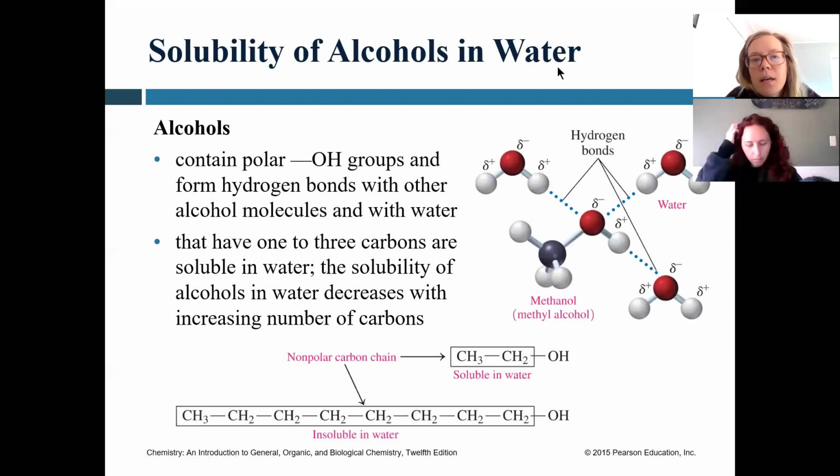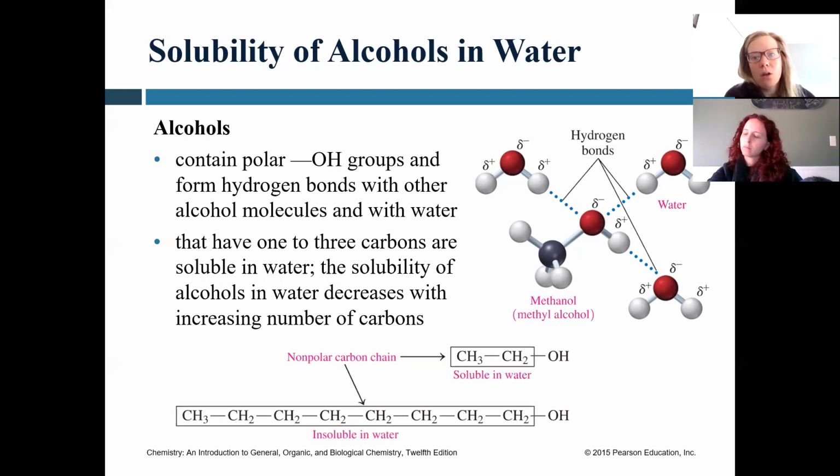So another property of alcohols is that, because they contain that OH group, they can be soluble in water because that OH group is a polar group. Okay, and likes dissolve likes. So the OH group forms hydrogen bonds with other alcohol molecules and also with water.